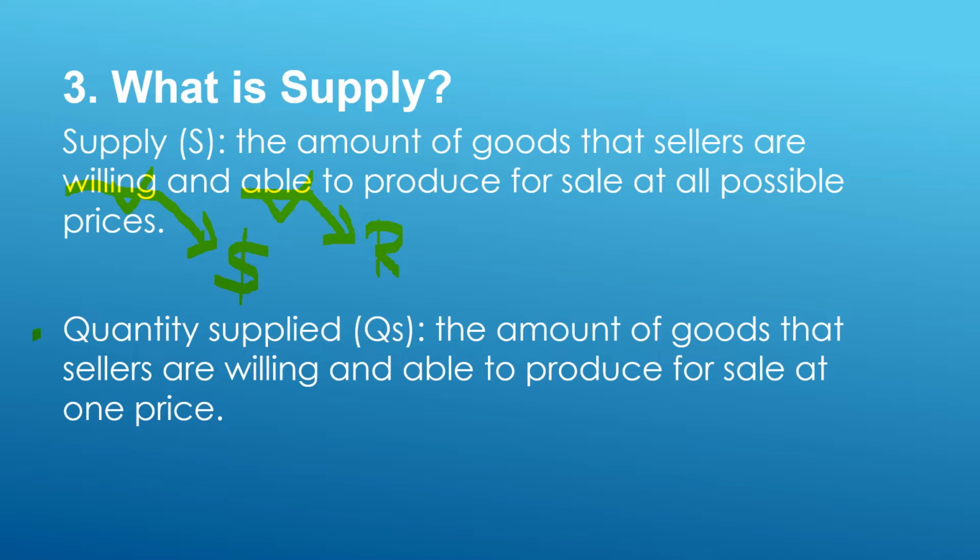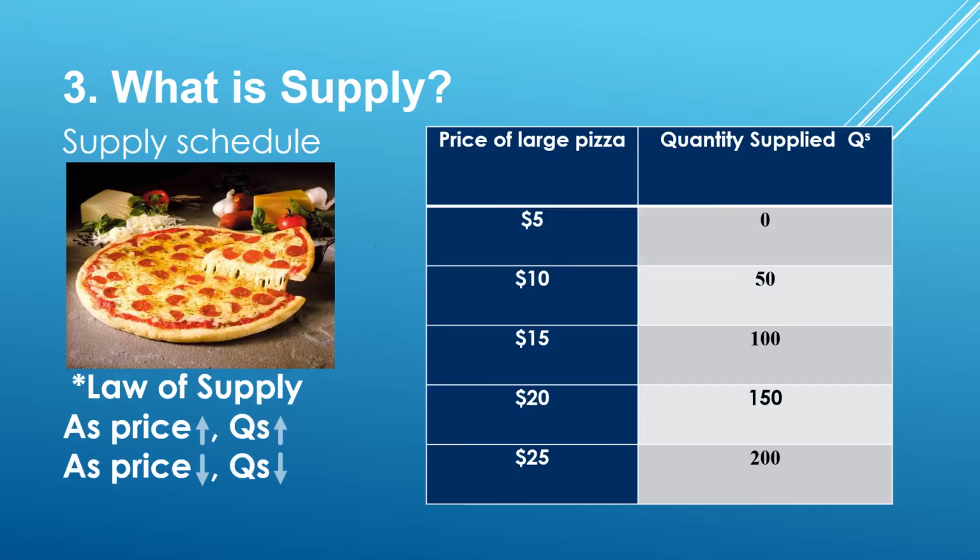Okay, quantity supply is the amount of goods that sellers are willing and able to produce for sale at one price. So again, willing and able means the same as before. The difference between the two is quantity supply is at one price and supply is at all possible prices.